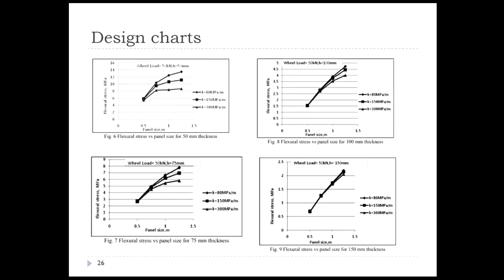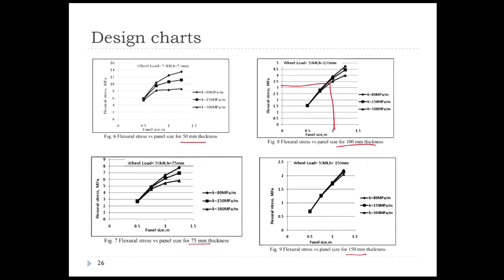Now these are the design charts. I have put up the design charts for different thicknesses: this is the design chart for 50 mm thick slab, for 75 mm, for 100 mm, and for 150 mm. What you can identify is that as the slab thickness increases, suppose I take a 1 meter slab dimension.